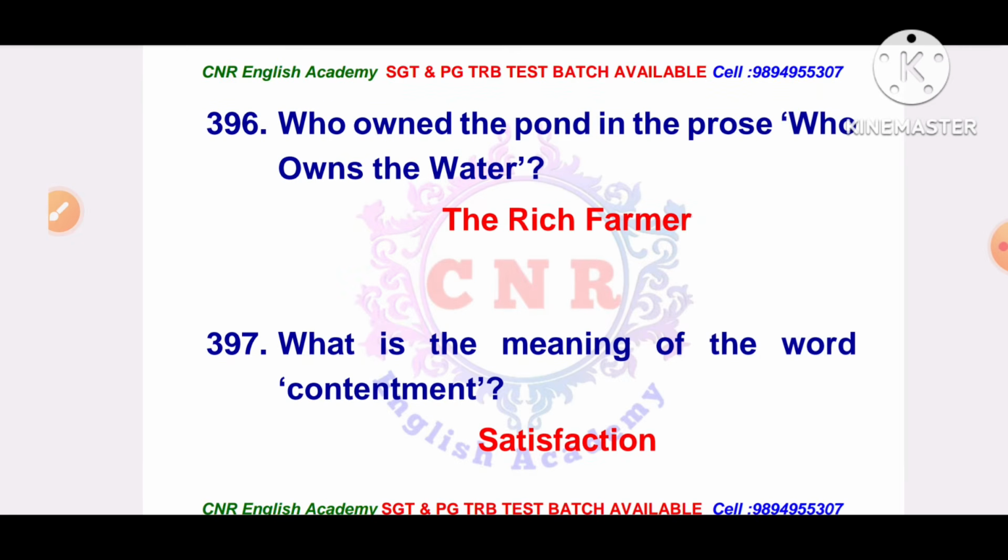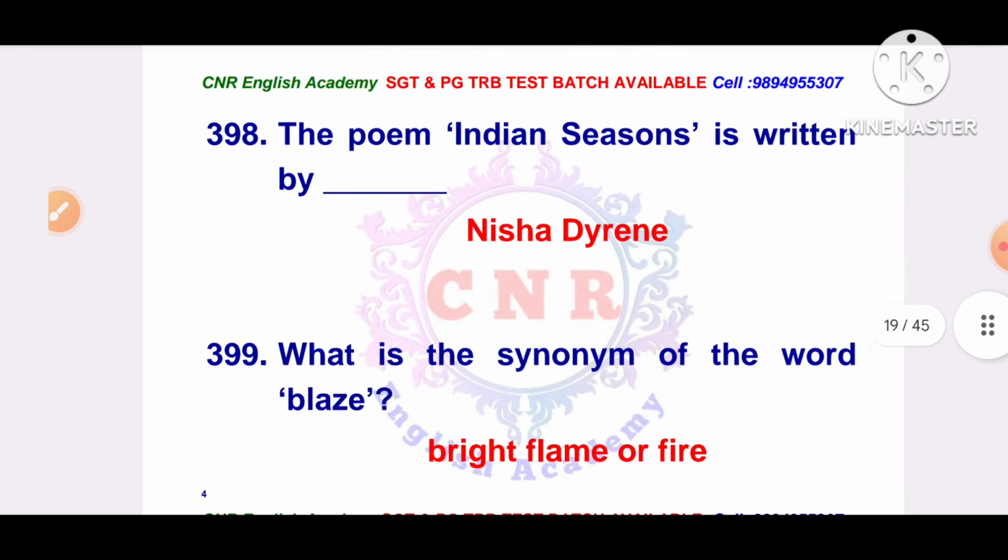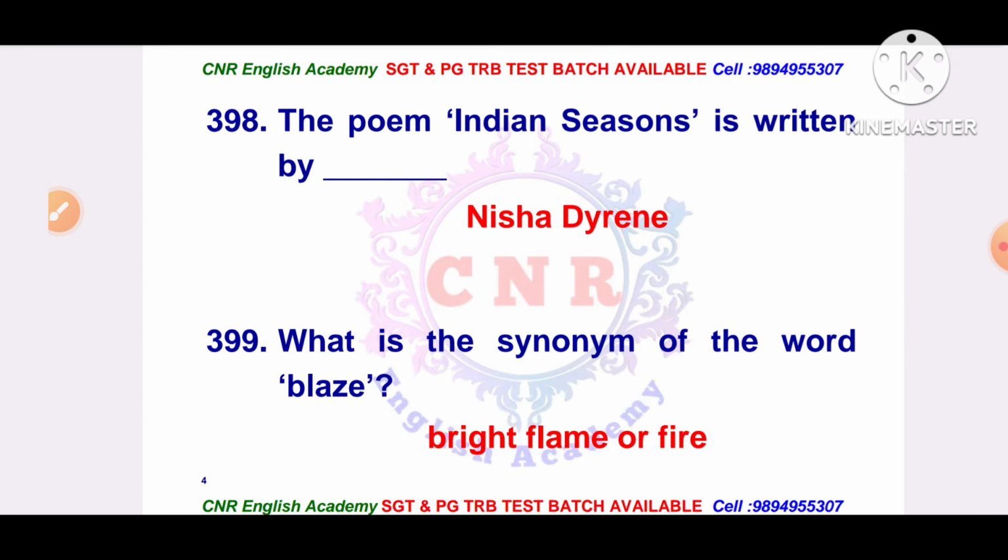Next one, who owned the pond in the prose? Who wants the water? Answer, the rich farmer. Next one, what is the meaning of the word contentment? Answer, satisfaction. Next one, the poem Indian Seasons is written by dash. Answer, Nirmala Dairon. Next one, what is the synonym of the word blaze? Answer, bright flame or fire.